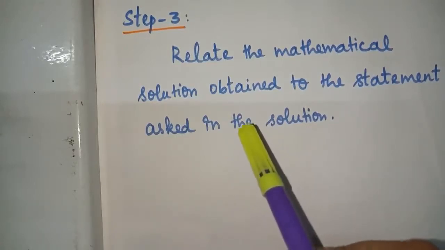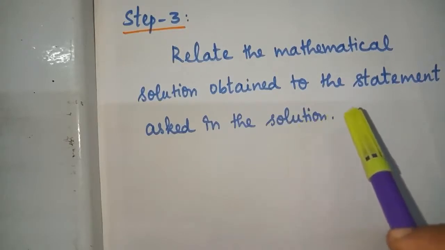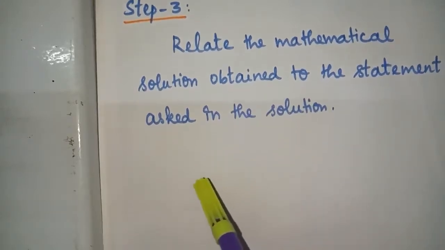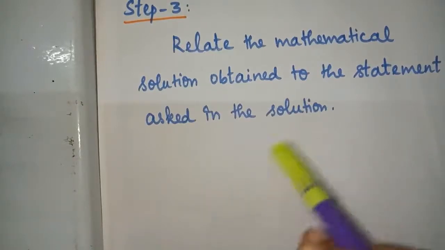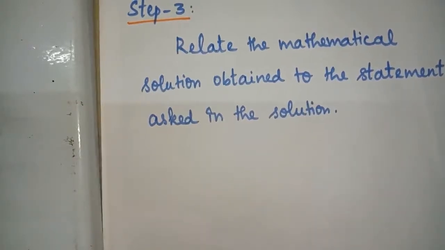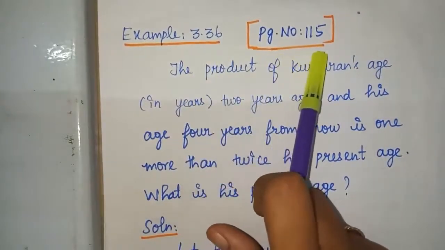For example, if they ask to find the age of Kamali, at last you have to write, therefore the age of Kamali is equal to 16 years. Like that you have to conclude your word problem. Example 3.36, page number 115.